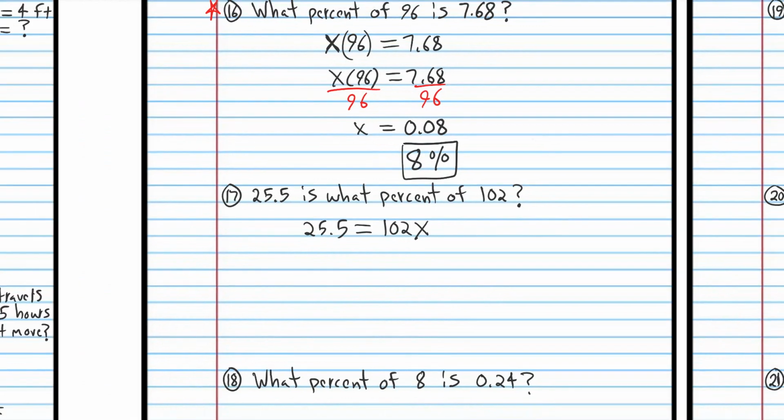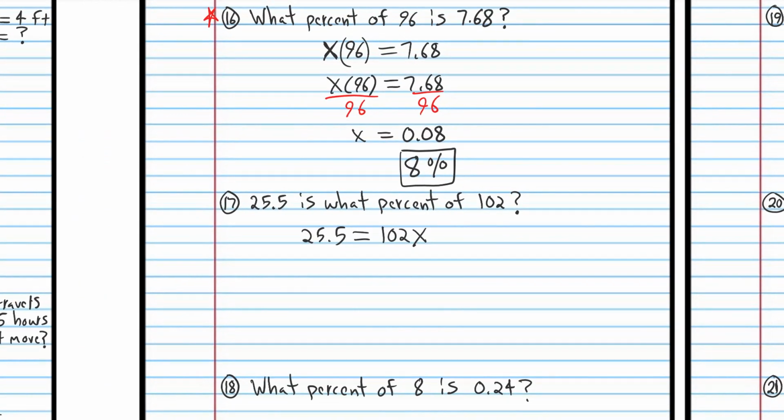All right. But as you get practice with these problems, you're going to figure out how to do it. But again, the principle is you're finding the percent of a number. What percent of 102 is 25? So you're taking the percent and multiply it by 102. You're not multiplying it by 25.5.